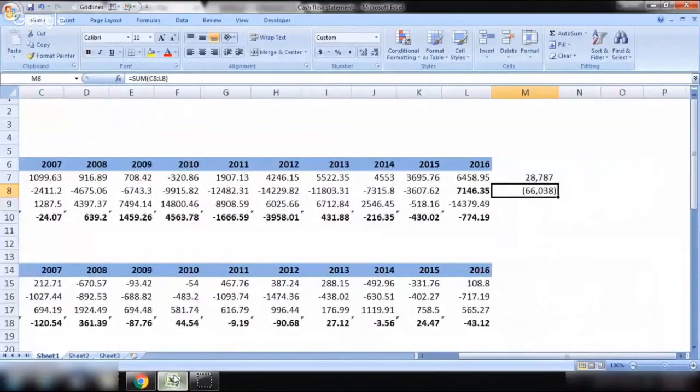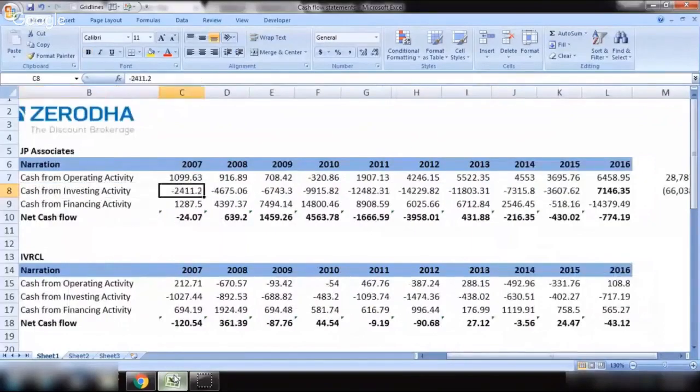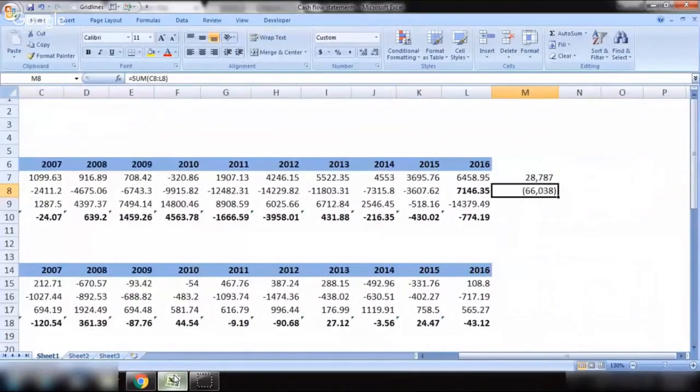Look at this. JP Associates has invested close to 66,000 crores in itself, right? I've taken a net sum here. Now, all you have to do is think about it this way. It has generated 28,000 crores in cash, but it has invested close to double of what it has earned in various sorts of projects and assets. Where did they get the money from? I mean, nearly double, right? So where did they really get the money from?